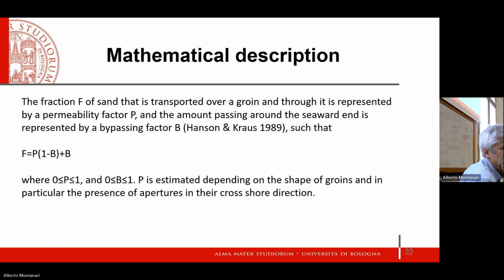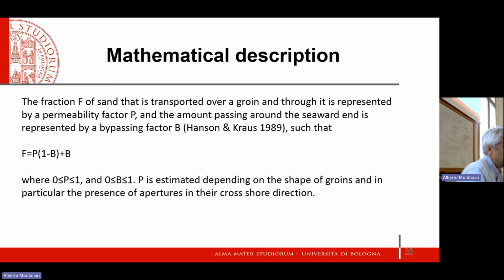So if P equals 0 and B equals 0, perfect, you have F equals 0. It means that everything is intercepted and the fraction that is transported is 0. So permeability 0, B 0, F is 0, which means that everything is intercepted. Of course, because if permeability is 0, everything is intercepted by the groin, and bypass is 0, there is no bypass, F is 0.